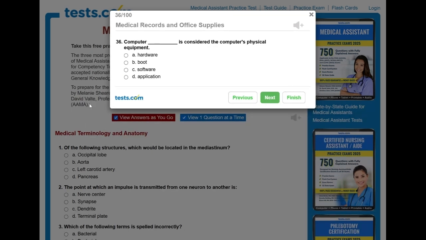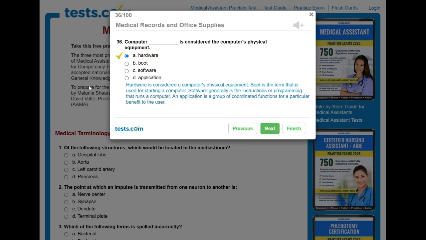Question 36. Computer blank is considered the computer's physical equipment. A. Hardware, B. Boot, C. Software, D. Application. A. Hardware. Hardware is considered a computer's physical equipment.